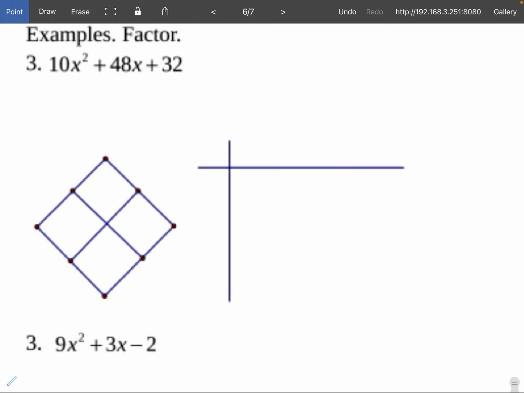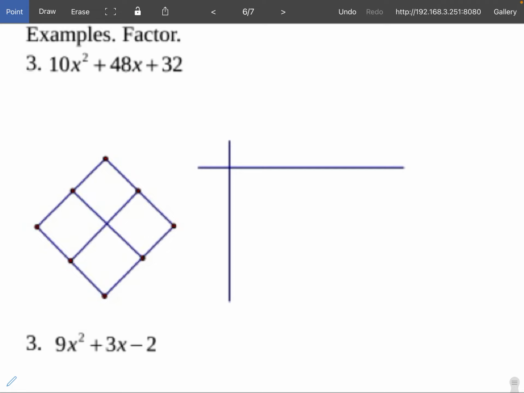All right. So number 3. So number 3, if you go back to the top of the page for your notes, the first thing it says is look for a greatest common factor. Is there a greatest common factor for 10, 48, and 32? That's the largest number that divides evenly into 10, 48, and 32. That's 2, right?